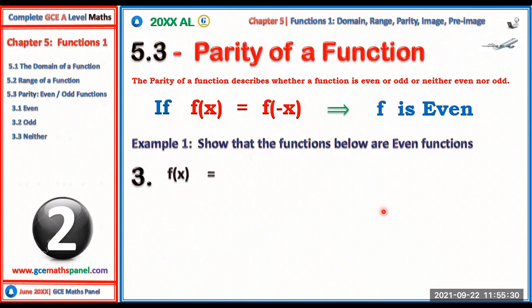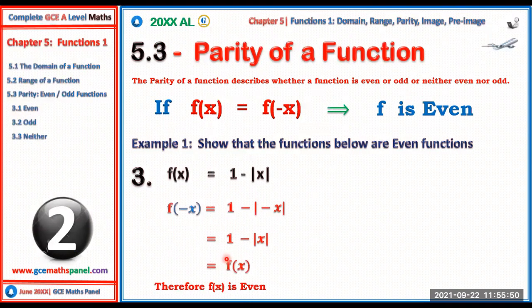Another example, we have f of x equals 1 minus the absolute value of x. To show that this function is even, we are going to look for f of minus x, and this will give us 1 minus absolute value of minus x, and this is equal to 1 minus absolute value of x, which is the same as f of x, and we say that this function is as well even.